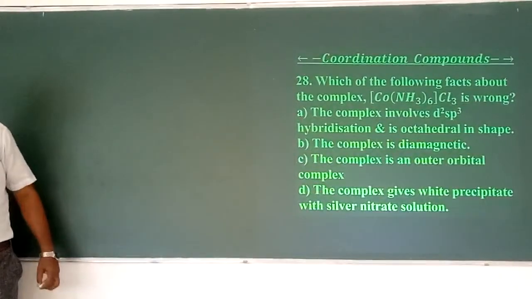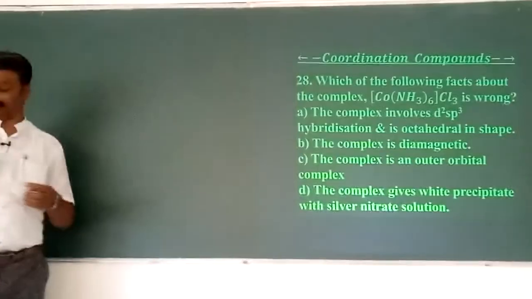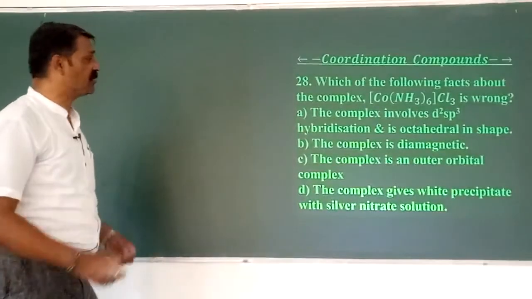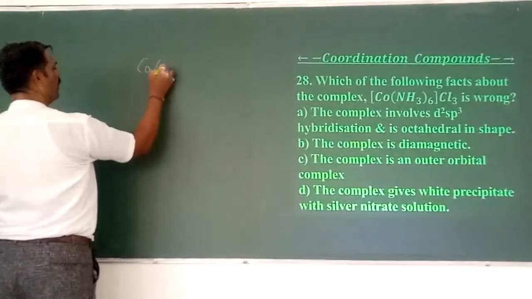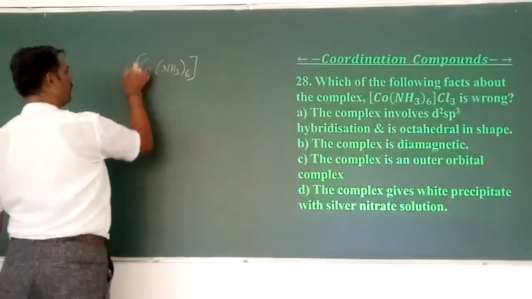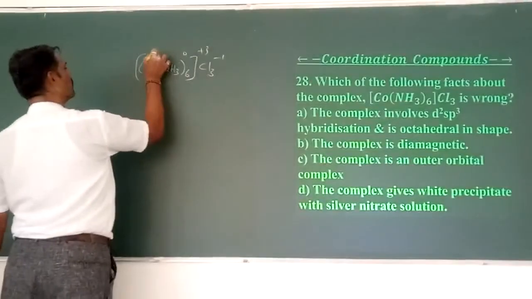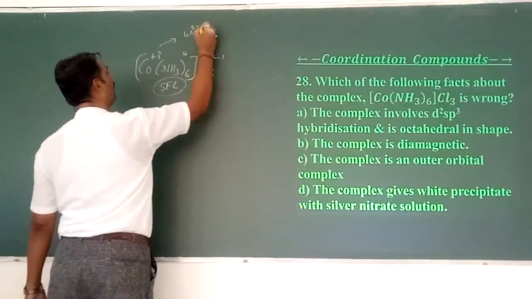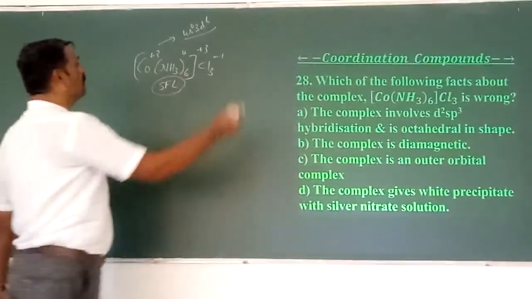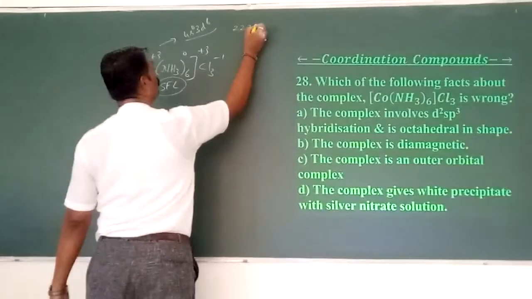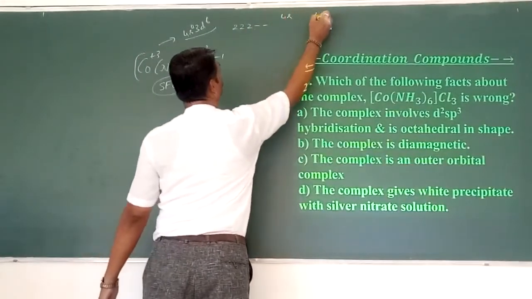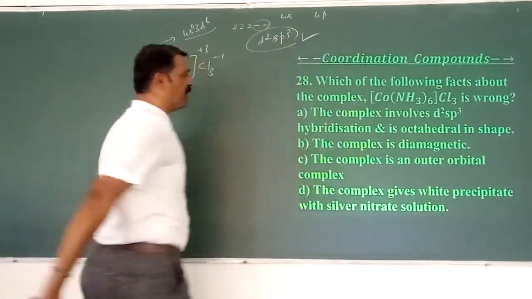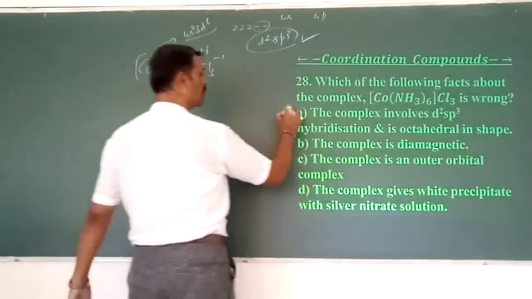Which of the following facts about the complex Co(NH3)6 Cl3 is wrong? The complex is what hybridized? Co(NH3)6 Cl3: minus 1 plus 3 is 0, plus 3. Here NH3 is a strong field ligand. Therefore it is 4s0 3d6. 3d6 with a strong field ligand means 2 2 2 0 0. Here it is 4s and 4p, and we are having d. Yes, this is possible. Yes, it is there, and B, yes, it is possible. Yes.